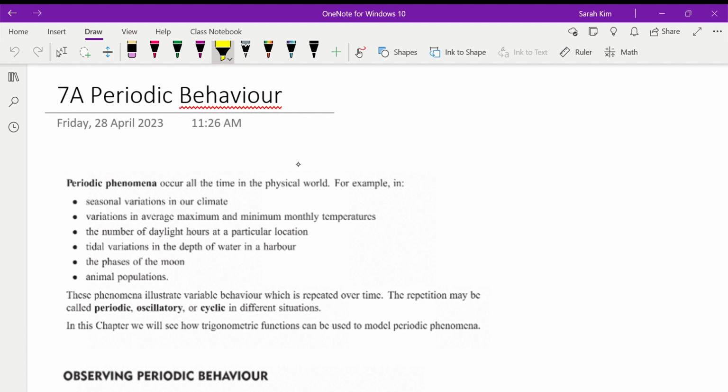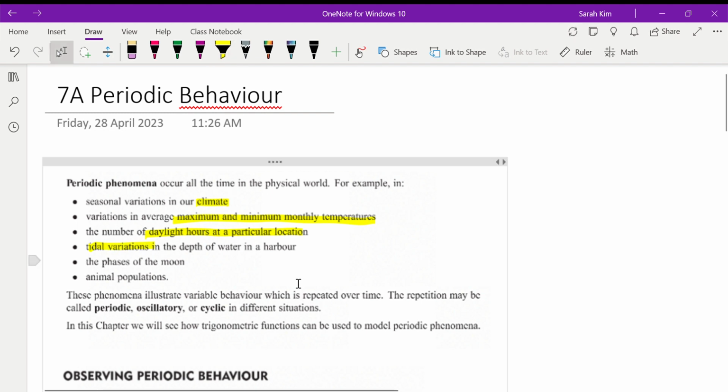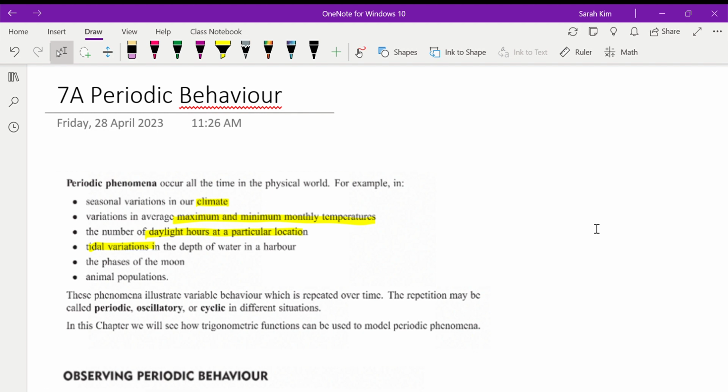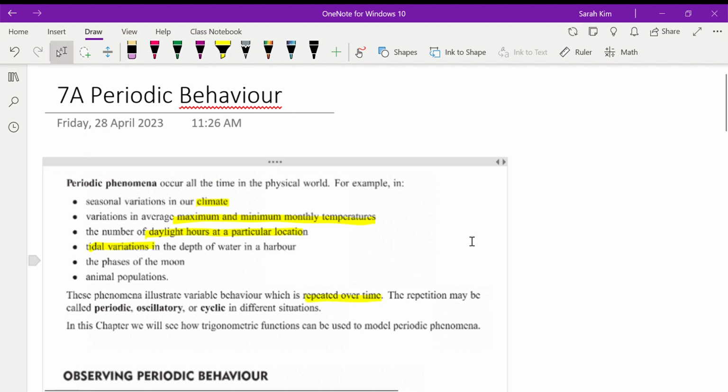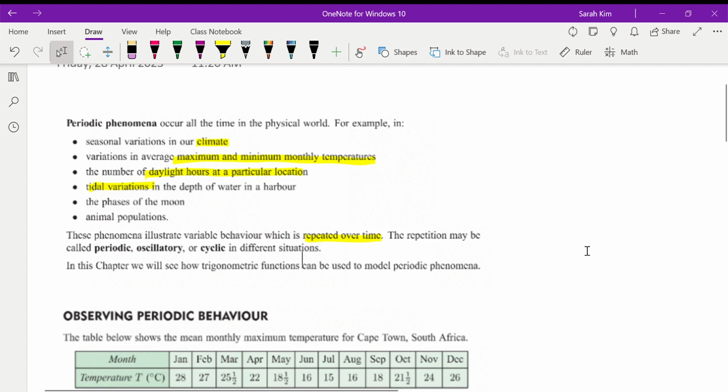Seasonal variations in our climate, variations in average, maximum, minimum monthly temperatures, number of daylight hours at a particular location, tidal variations in the depth of water in the harbour, phases of the moon, animal populations, etc. These can all be represented in a periodic pattern. What that means is it's repeated over time. They could be periodic, oscillating, cyclic.